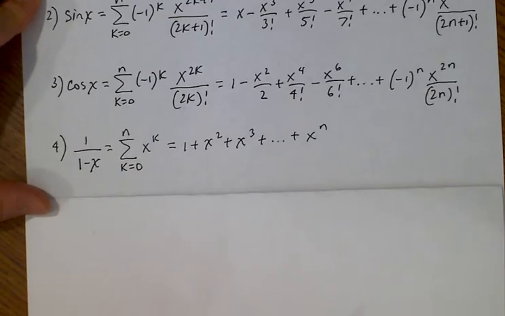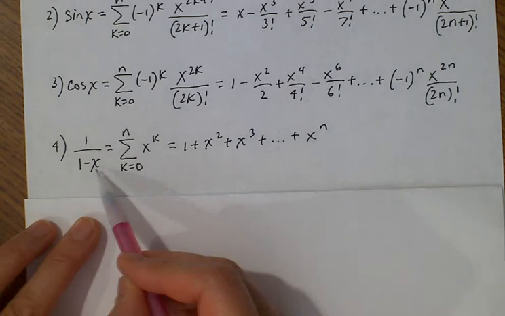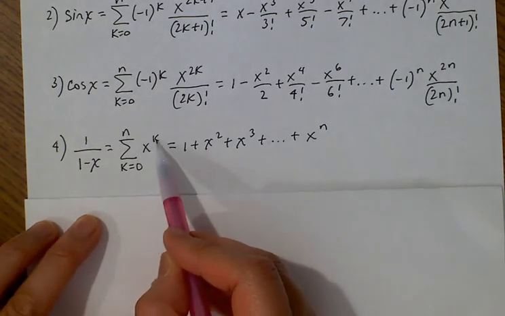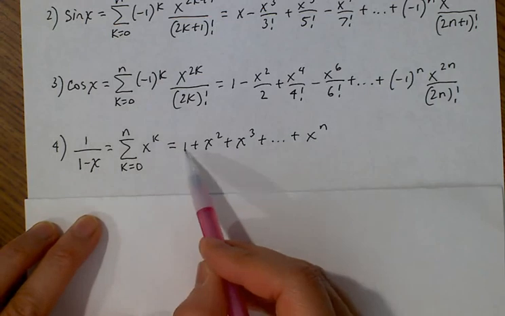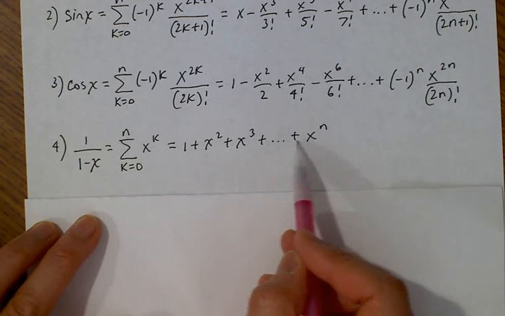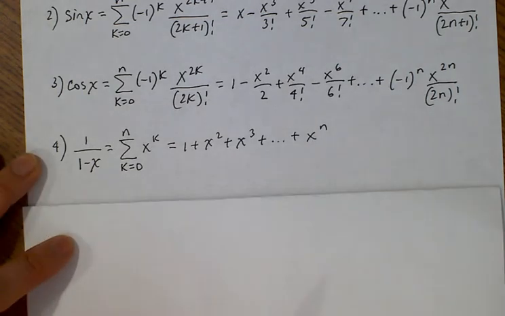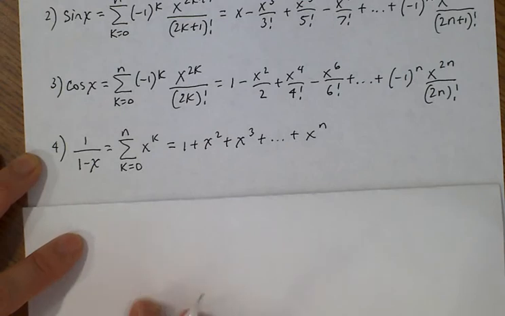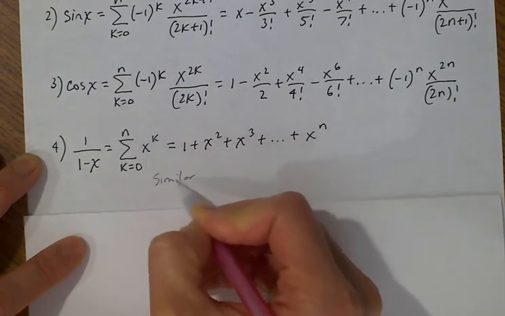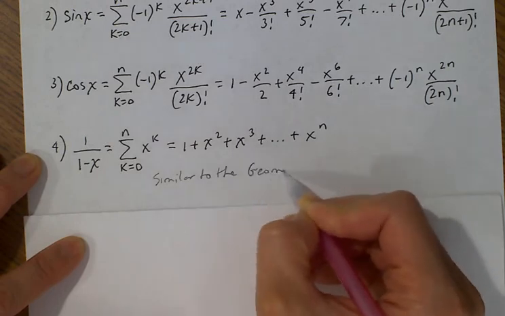Okay, the final one that you should be familiar with is 1 over 1 minus x. This one, the general term is x to the k power. And this will be 1 plus x plus x squared plus x to the 3rd plus all the way out to x to the nth power. And this one is very similar to the geometric sum.